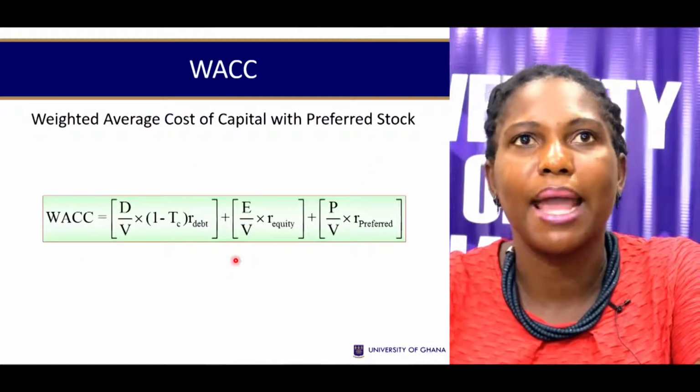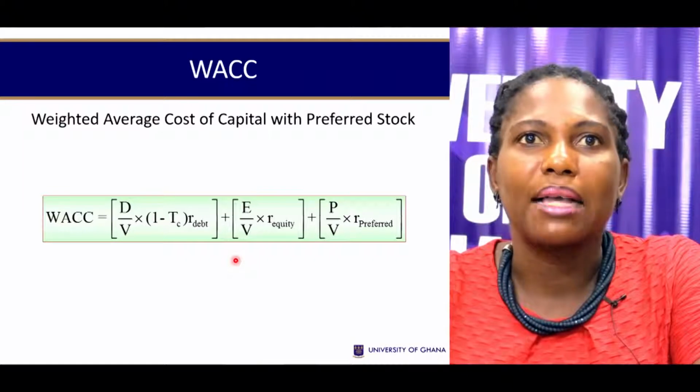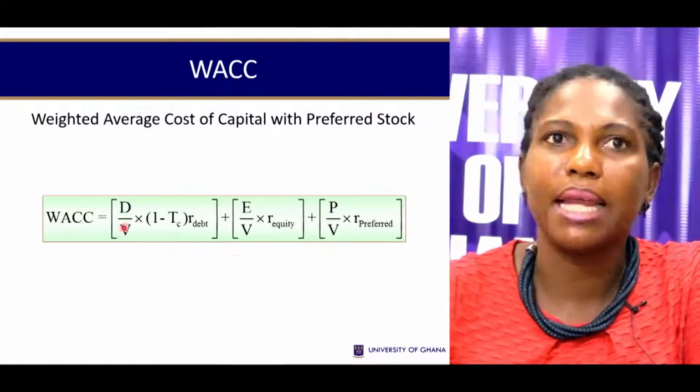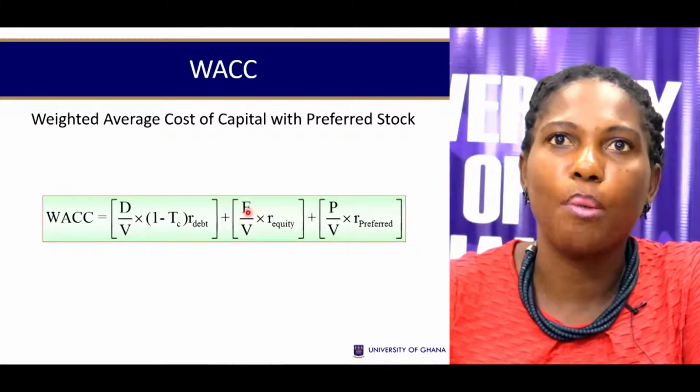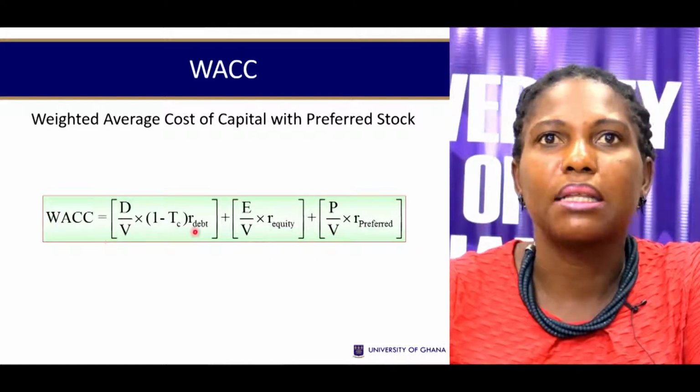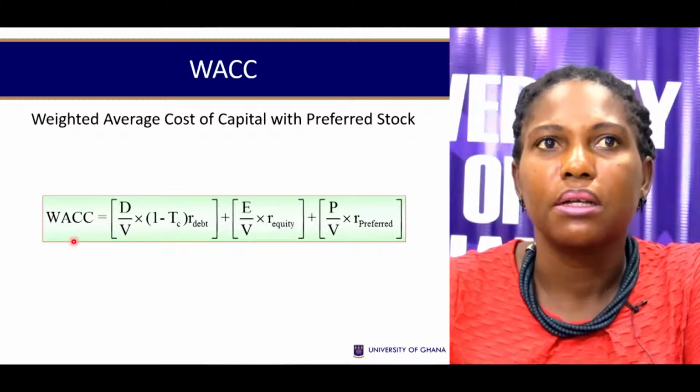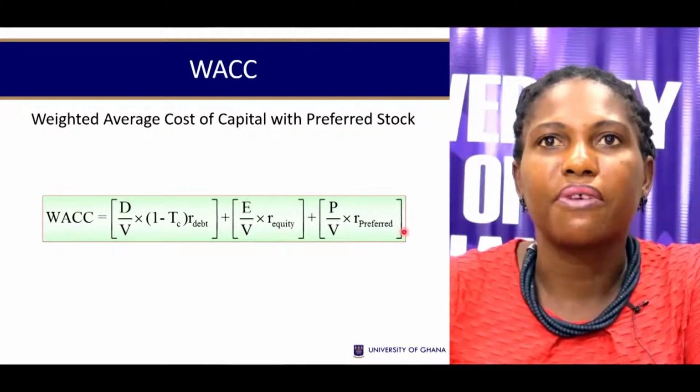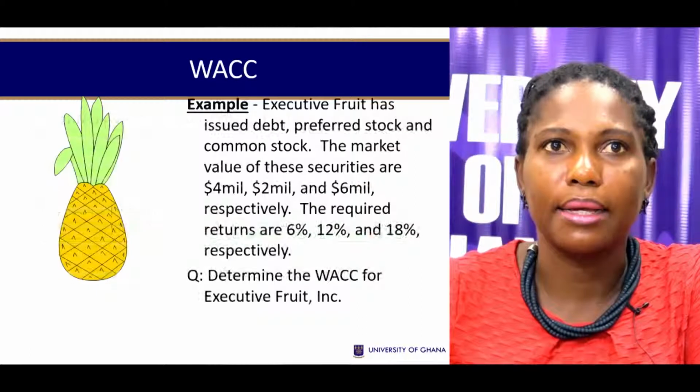So in this case, where we have a firm that has 3 sources of funding from debt, common equity as we know it, or preferred stocks, then this is what the weighted average cost of capital frame is going to look like.